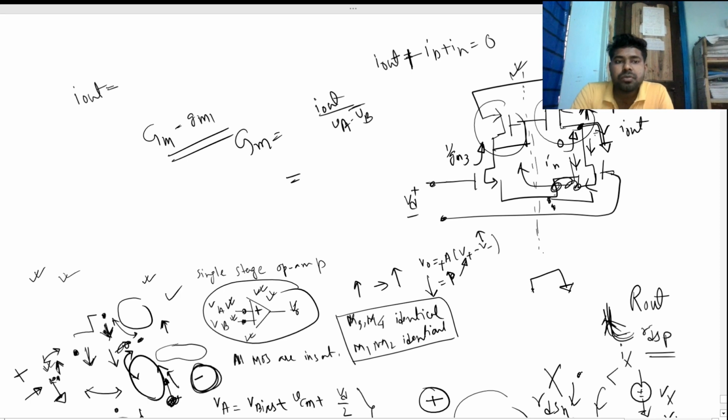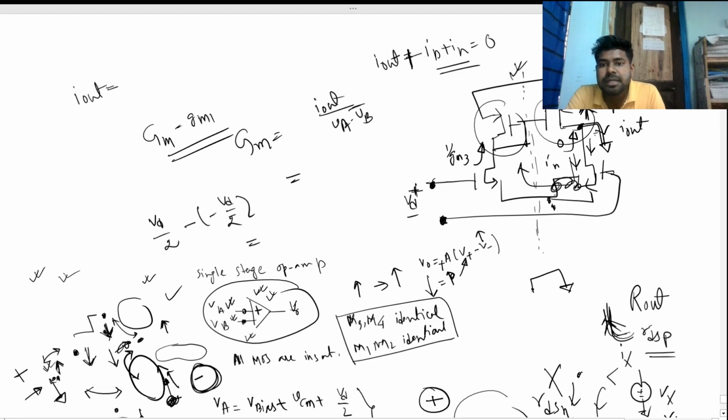Now we have to find IP and IN with respect to this VD, the differential voltage. If we neglect, we will get VD. Basically, our input was VD by 2 minus VD by 2, right? So the input will be nothing but VD itself.